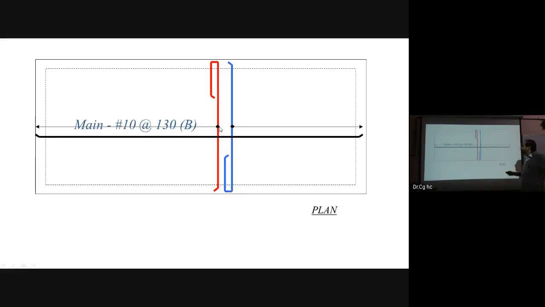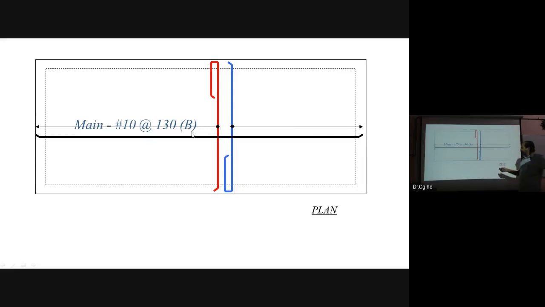Now this is the distribution bar. This is how we are going to distribute the bar. This is the main reinforcement, this is the distribution bar. This is the main reinforcement and this is the distribution bar. Isn't it? Main bar that is 10 mm dia at 130 mm center to center, bottom reinforcement.